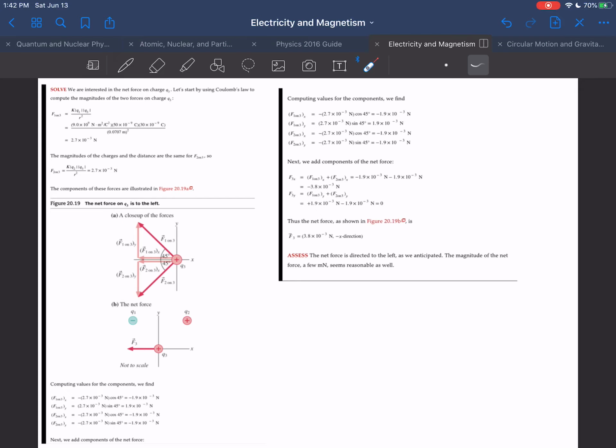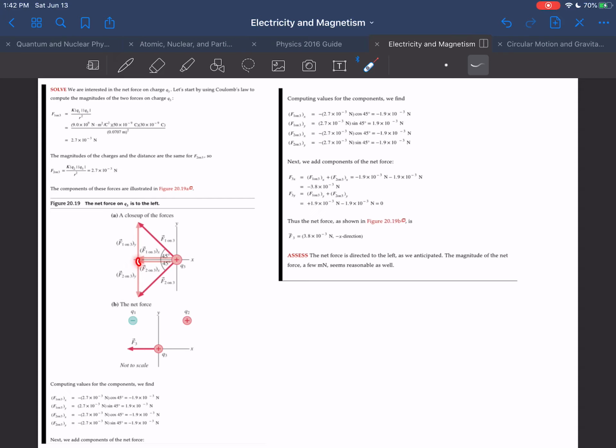Okay, we do the same for F by 2 on 3, and we find that because those charges are the same, this arrow is exactly the same length, and so you get the same value, 2.7 times 10 to the negative 3 newtons. So now we have the length of this arrow, this force right here, and this one. And what we want is the net force. But we can use a little symmetry to make our life a little easier. Take a look at this.